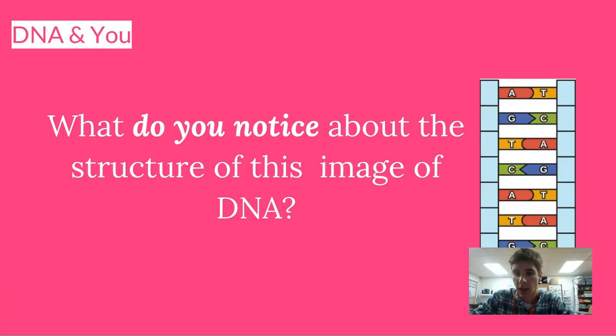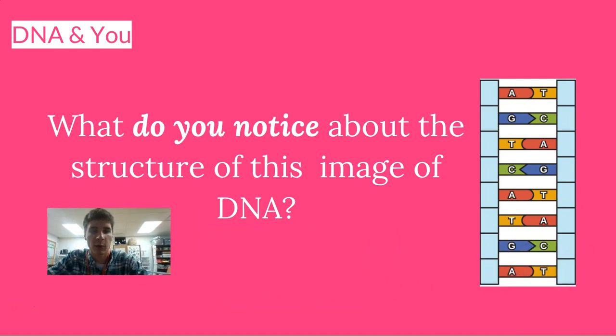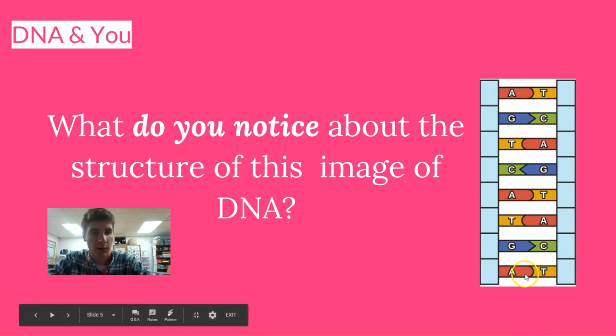Let's take a look at this ladder structure and think to yourself, what is something you notice about the structure of this image? Just think to yourself. Okay, maybe you noticed that we've got some A's and some T's that are red and yellow. We got some G's and C's. They're aligned in different ways.